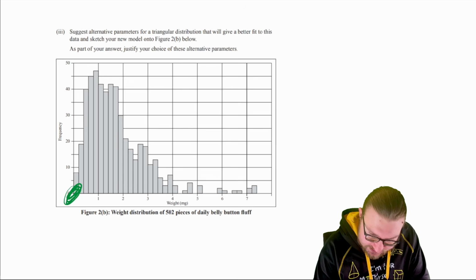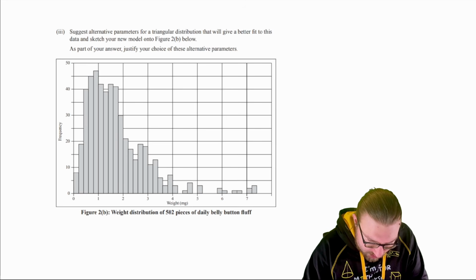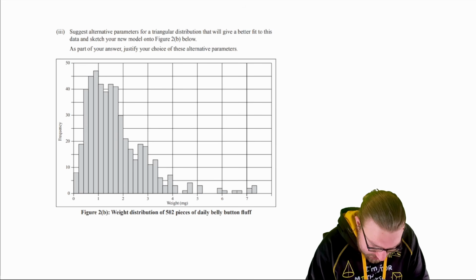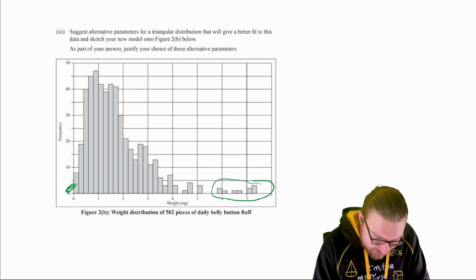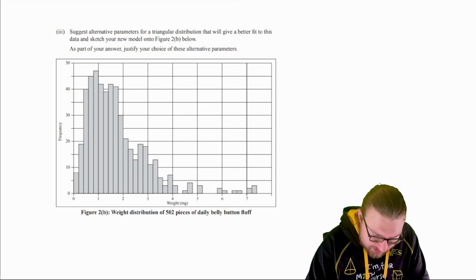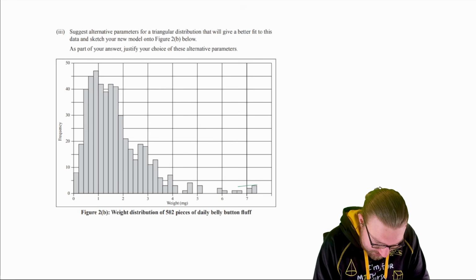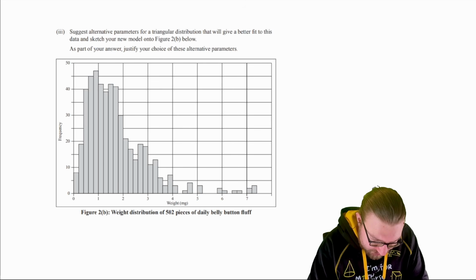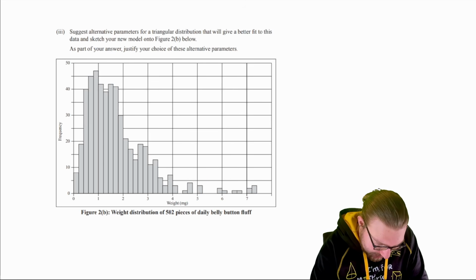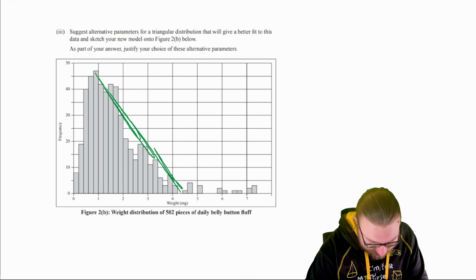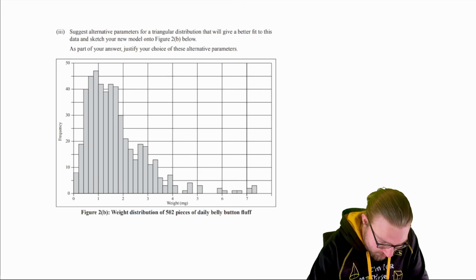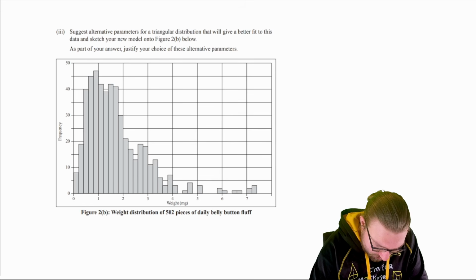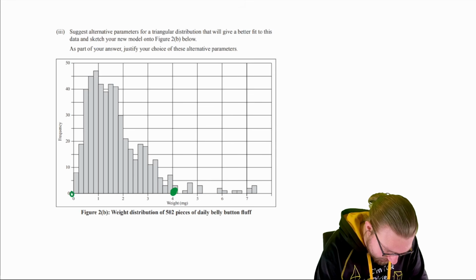Clearly we need to start at 0 because we can have no lint in our belly buttons. And some of these are maybe a little bit too high. There's only a few of them in the 500 days. If you think about these, there's maybe 10 or so altogether here, 10 out of the 500 are above a certain value. So we're going to have to choose a certain value that we're going to stop. Just by looking at this, somewhere around 4 is probably what we want. Let's do 4 because it's a nice number.